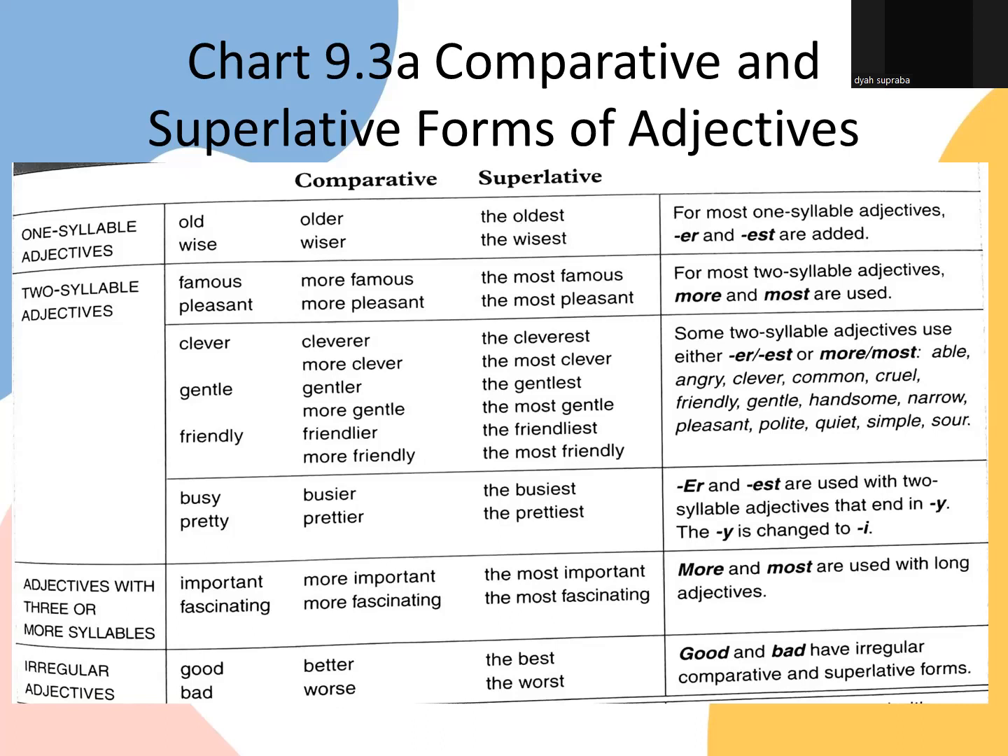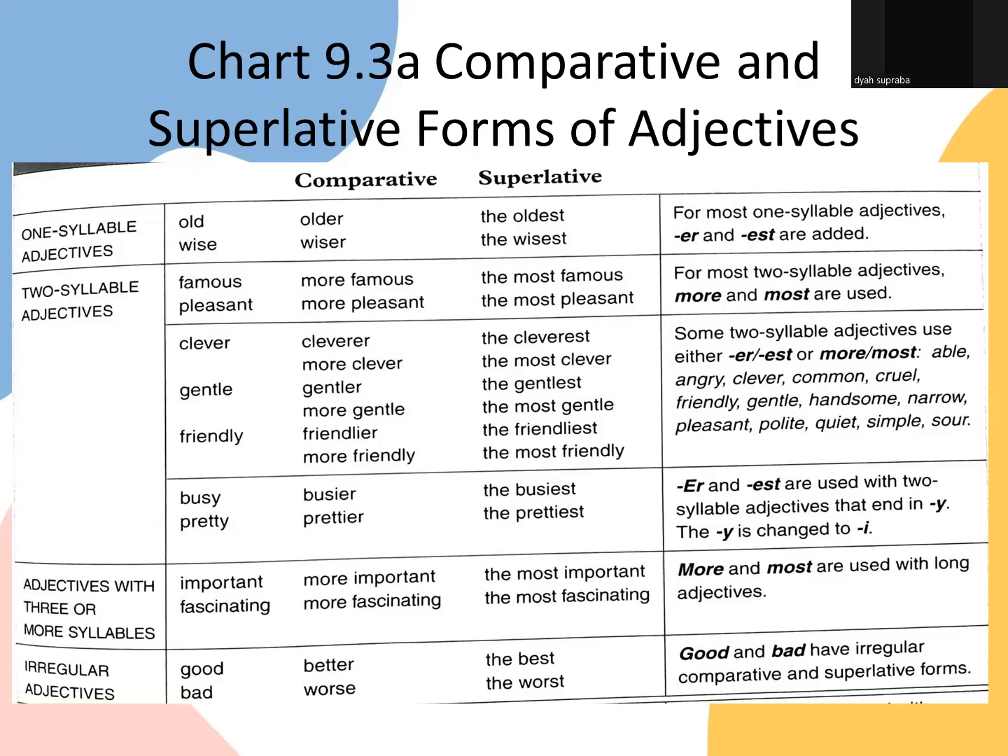And then don't forget, if the adjective ends in Y, we have to change Y into I. Busy, the comparative busier, the superlative the busiest. Pretty, the comparative prettier, the superlative prettiest. And some two-syllable adjectives use either er or est, more or most. So you can say clever. For example, adjective clever. For comparative, you can say cleverer or more clever. It doesn't matter. For superlative, you can use the cleverest or the most clever.